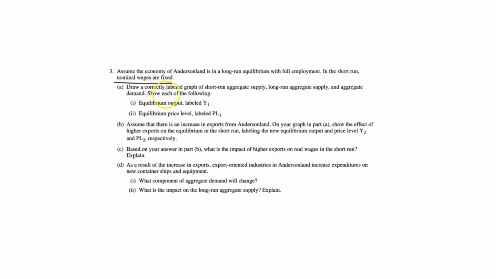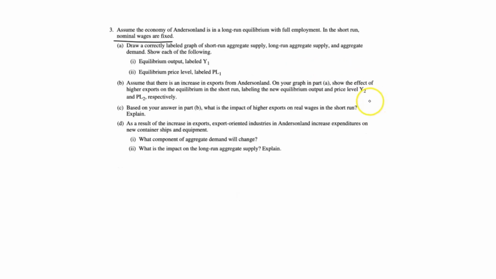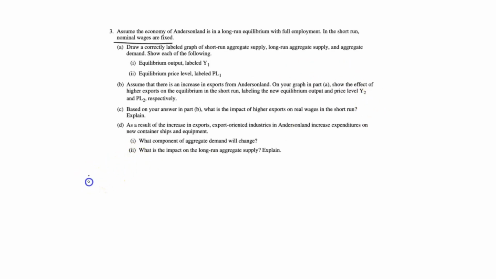The first part wants us to draw a correctly labeled graph of the short-run aggregate supply, long-run aggregate supply, and aggregate demand. Show the equilibrium output and price level. So this is a pretty normal graph. We have price level on the y-axis, and then down here we're going to have the real GDP. Okay, boom. So now the first thing let's label is our aggregate demand, which is downward sloping.